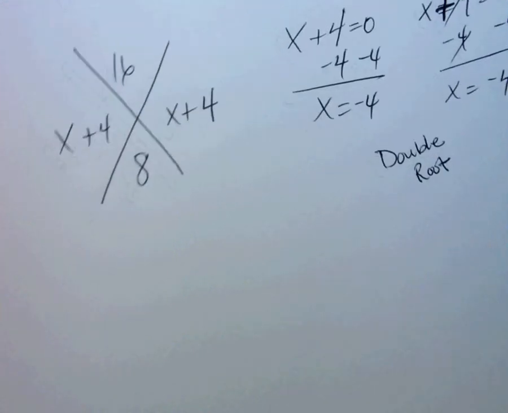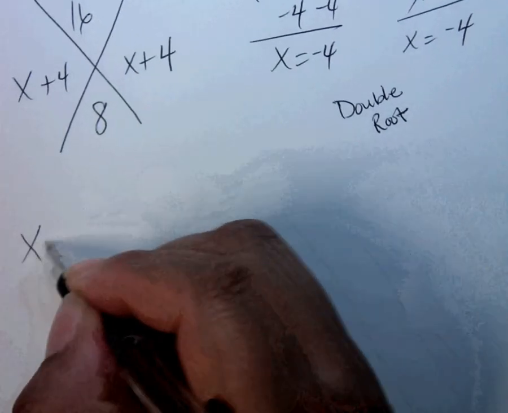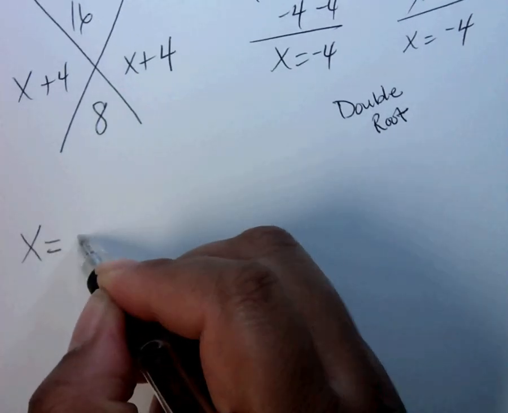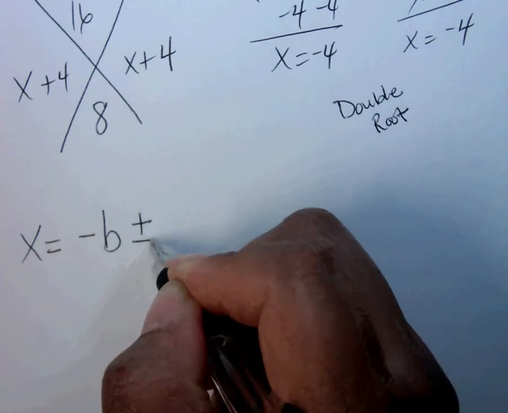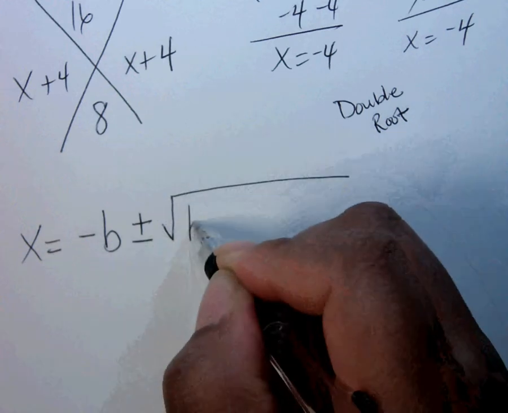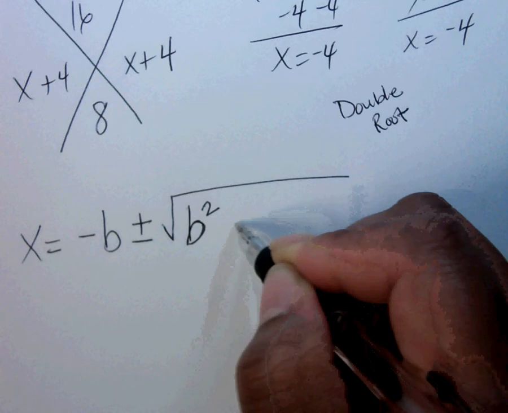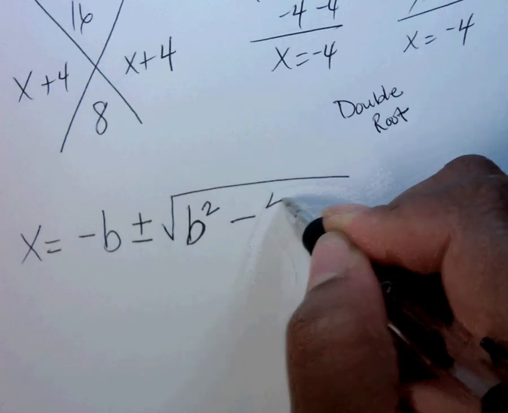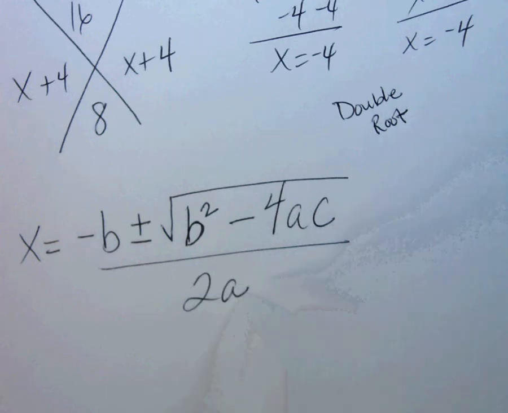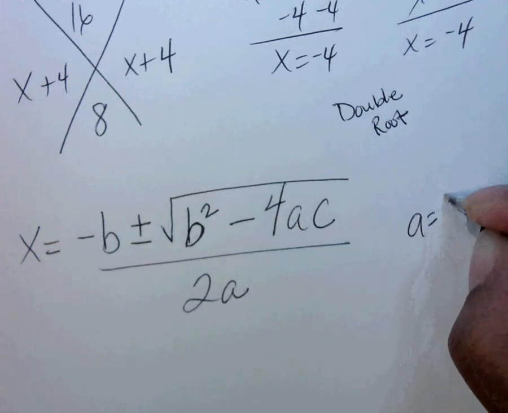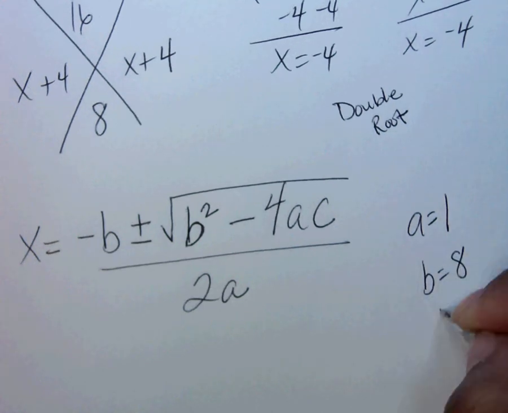Okay. Now let's use the quadratic formula and make sure that that's right. X equals, what's the formula? Negative b plus or minus, not negative b squared, just b squared, minus 4 times A times C, all over 2 times A. Okay, so what is A? A is 1. What is B? 8. What is C? 16.